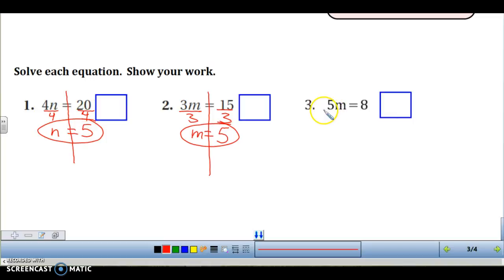Okay, here it's a little more complicated. You'll notice that we're not working with friendly numbers. We have 5 times m is equal to 8, or 5m equals 8. So it's the opposite of multiplication. We divide to get just the variable m, but what you do to the left, you must do to the right. Now, 5 divided by 5 is 1, or m, and 8 divided by 5 is written as 8/5. Okay, so are we done? No, because we have an improper fraction.